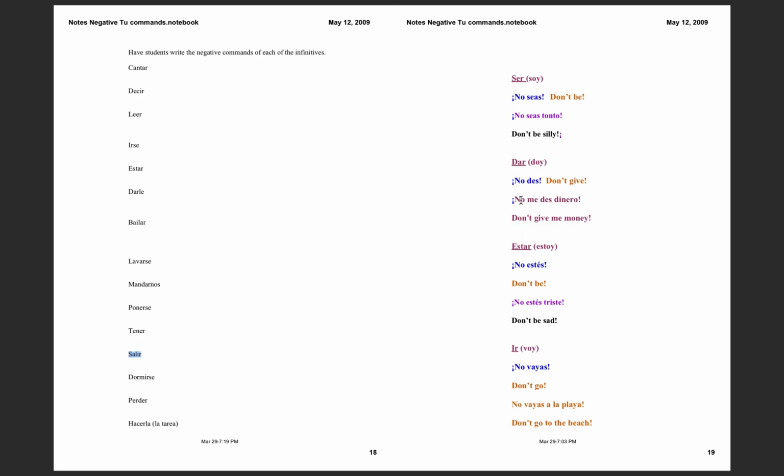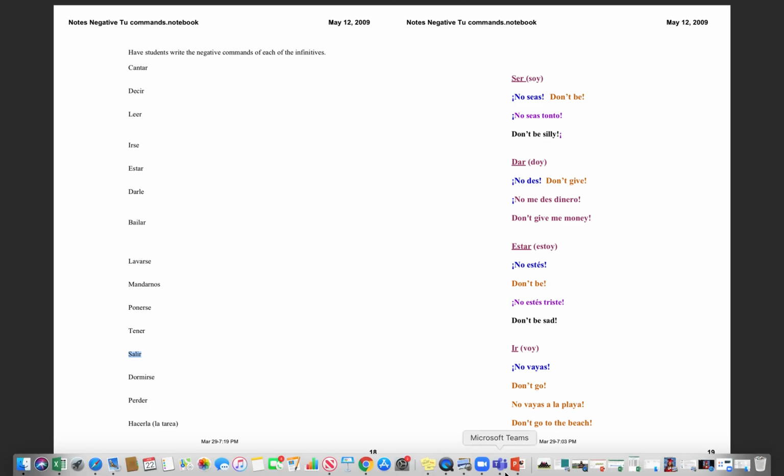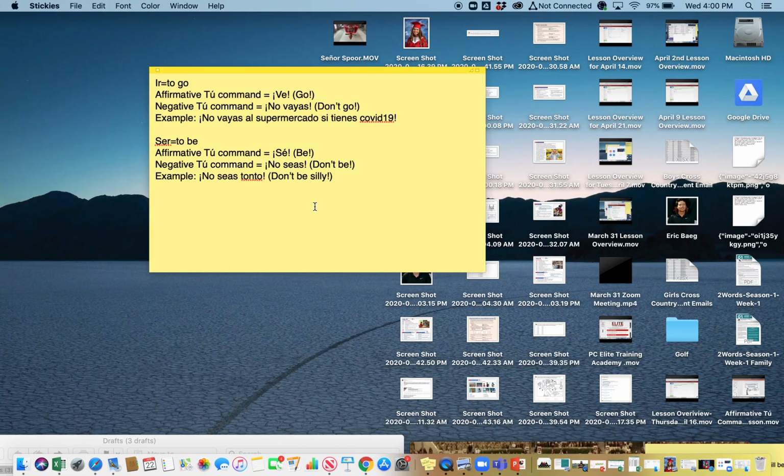All right, so I'm going to talk about ser and ir real quick. Okay, so they don't really follow that rule. Let me pop up these stickies. So ir is to go. The affirmative command form is ve. It's irregular. It means go. Okay. The negative tú command form would be no vayas. Don't go. So it becomes no vayas. It's something you have to learn. No vayas. Don't go. So example, no vayas al supermercado si tienes COVID-19. Don't go to the supermarket if you have COVID-19.